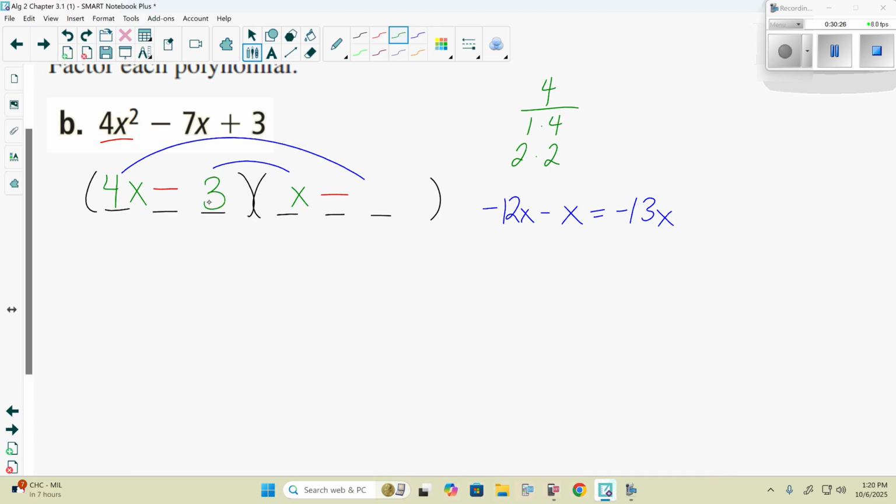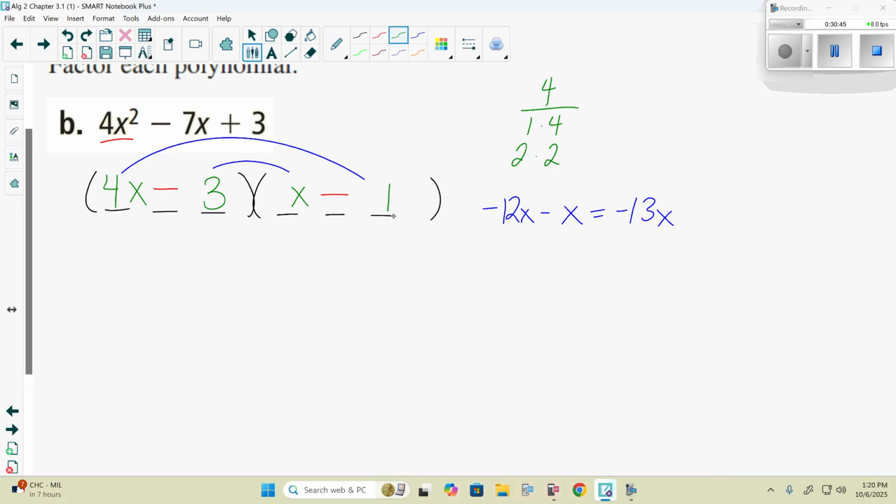So 1, we're not even worried about. 1 doesn't do much, because if I factor 1 out of 4x and 3, I get 4 and 3. It doesn't actually change anything. Anything different than 1, yes. Does that make sense?